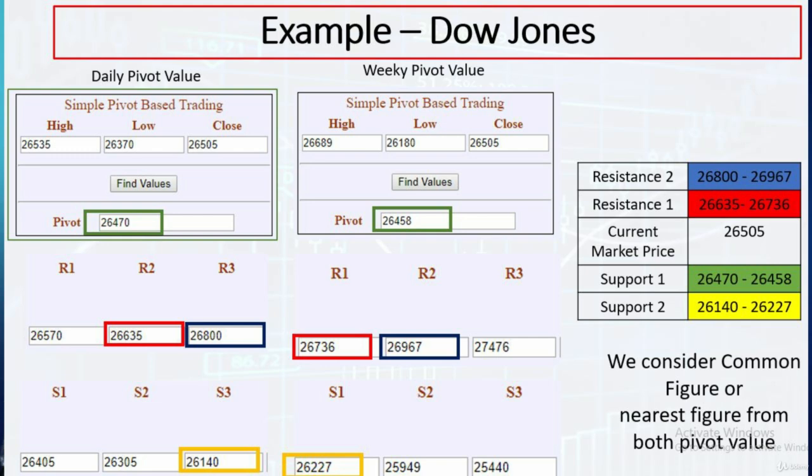So, the resistance 1 level and the resistance 2 level are important hurdles for the Dow Jones in the coming week, and support 1 and support 2 are the major supports for Dow Jones in the coming month. For those who want to trade on Monday, because all these prices are as of Friday, the possible targets of resistance and support for Monday are mentioned in this chart. I hope you understand this simple example. In the practice sheets of your curriculum, we also provide various examples in a spreadsheet. You can easily calculate and reach conclusions.